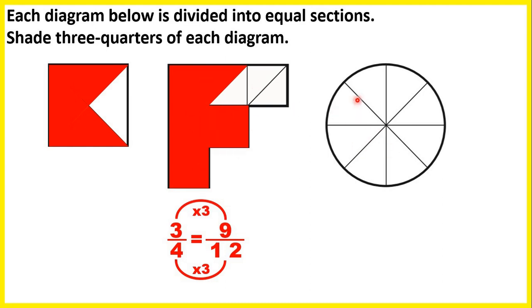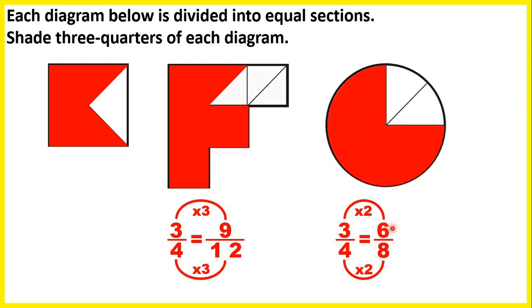And here we have 8 pieces altogether, so we need to find an equivalent fraction with a denominator of 8. 4 times 2 is 8, and 3 times 2 is 6. So to shade 3/4, we need to shade 6 of our 8 pieces.